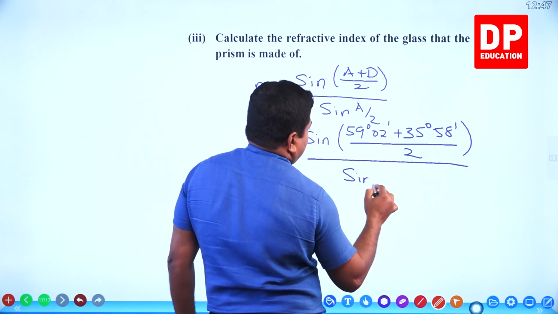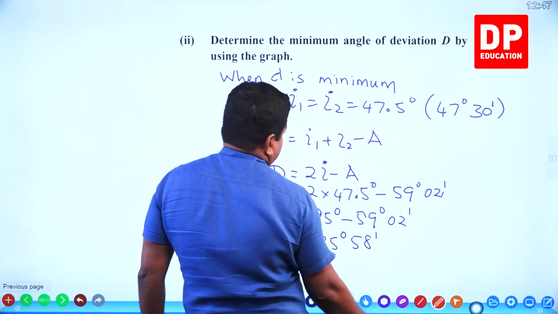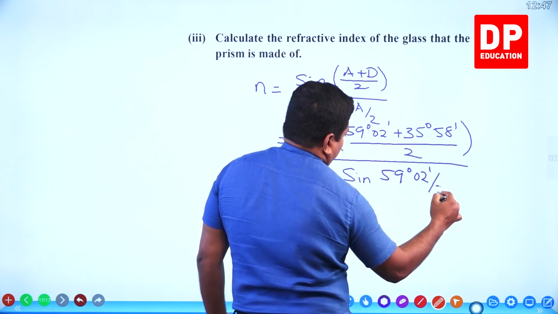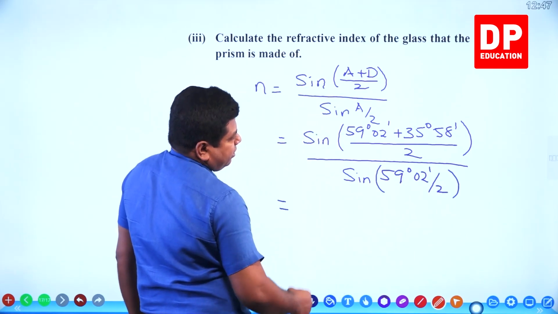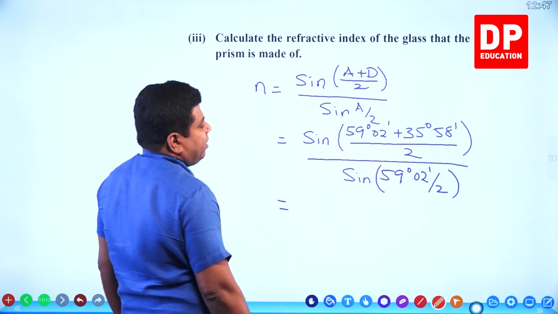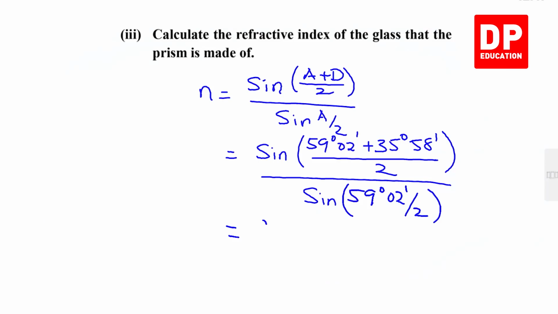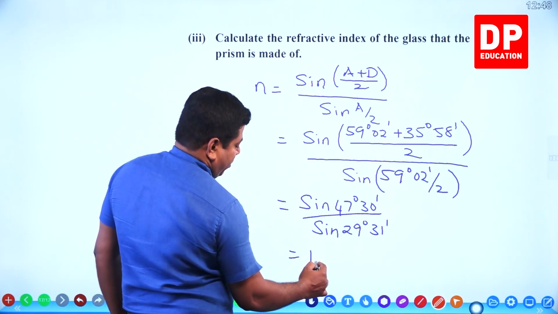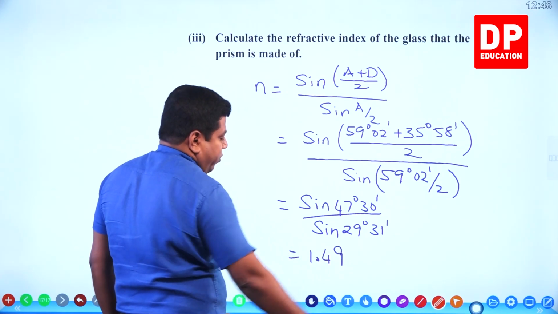Sine A by 2. Sine A is 59 02 by 2. This is 59 35, that is 95. Sine 95 by 2 means sine 47 degree 30 minutes, or 47.5 degrees you can say, divided by half of this, sine 29 degree 31 minutes. So you can use the sine table, substitute the values, and the answer you are getting here is 1.49. 1.49 would be the right answer.